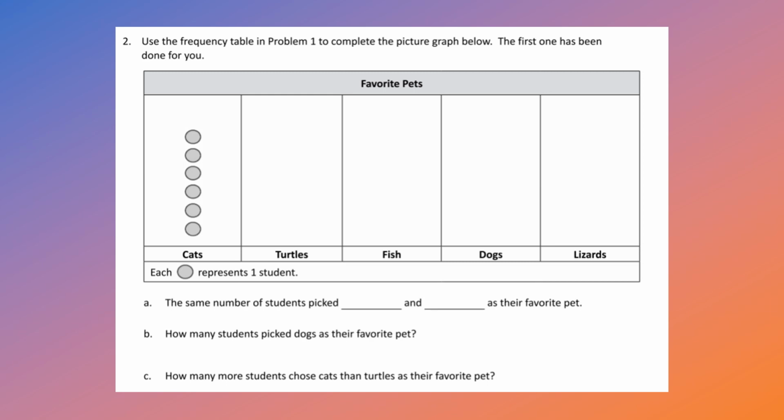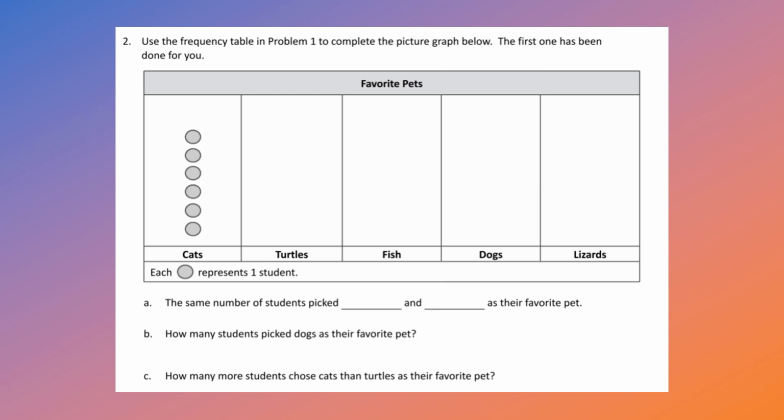Let's look at number 2. Number 2 says, use the frequency table and problem 1 to complete the picture graph below. The first one has been done for you. So you're using the same numbers from number 1, okay?